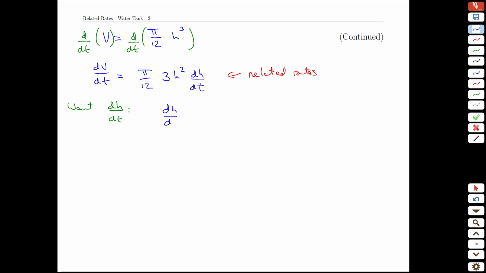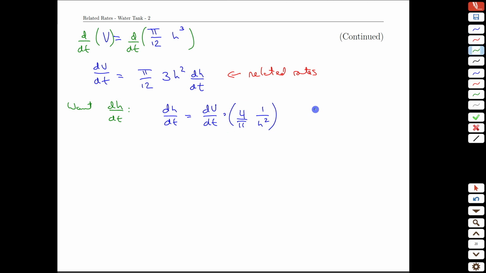dh/dt is going to equal the dV/dt part, and then we're going to divide through by all of this with a little bit of tidying. The 3 and the 12 is going to turn into a quarter. When we bring it to the other side, it'll be times 4 over pi and 1 over h squared. Perfect. It's now a question of subbing in the values.